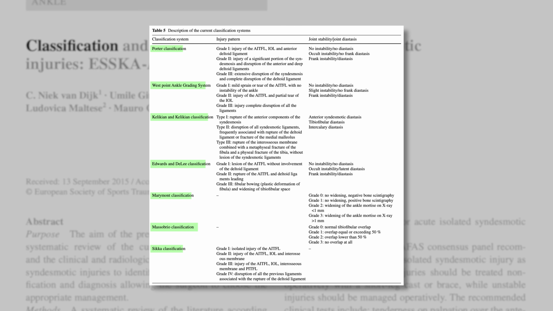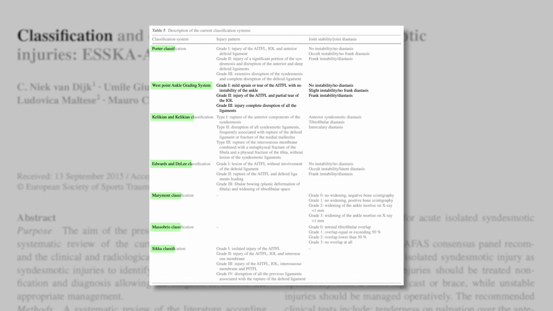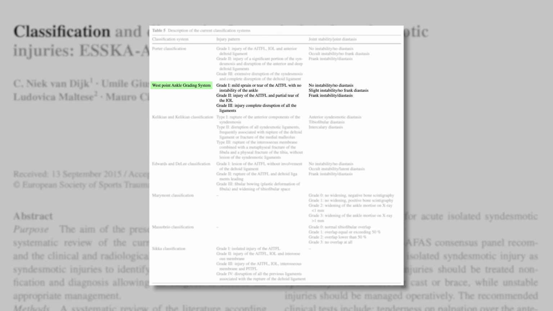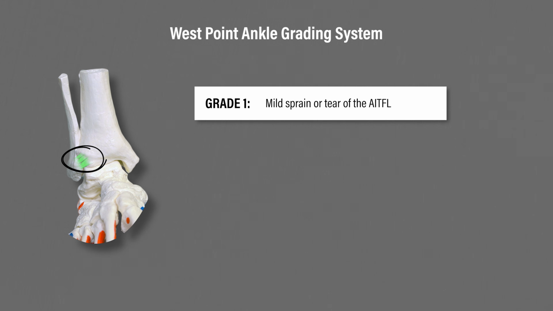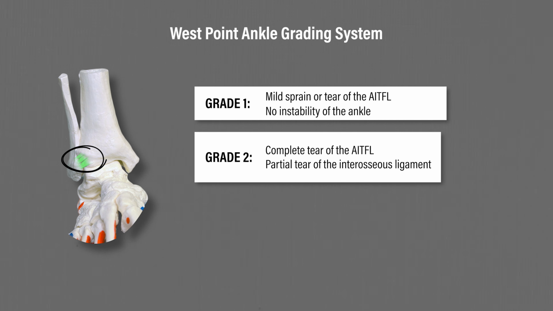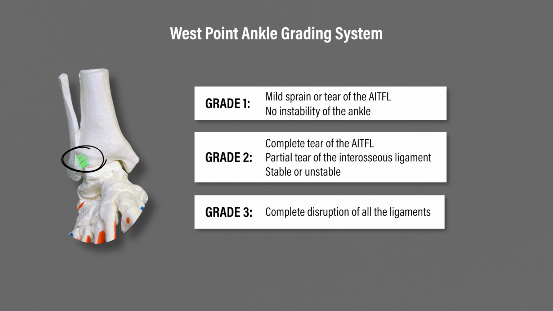There's a variety of classification systems used to grade the severity of the injury, but I'll use the West Point ankle grading system since it's simple and one of the most popular. Grade 1 is a mild sprain or tear of the AITFL with no instability of the ankle. Grade 2 is a complete tear of the AITFL and partial tear of the interosseous ligament, and it may be stable or unstable. Grade 3 is a complete disruption of the ligaments resulting in instability of the ankle.